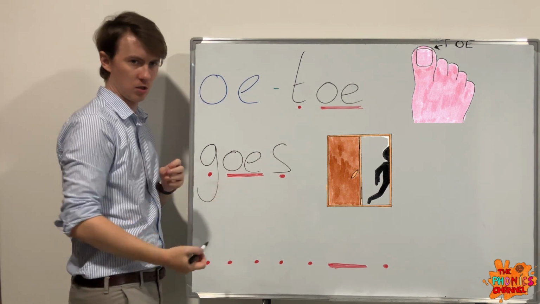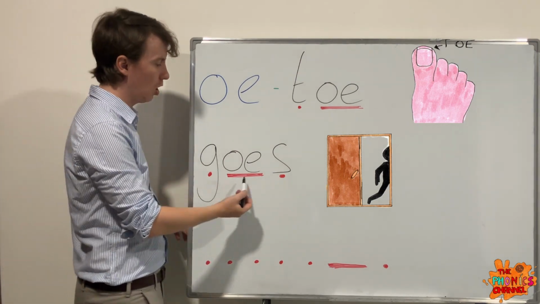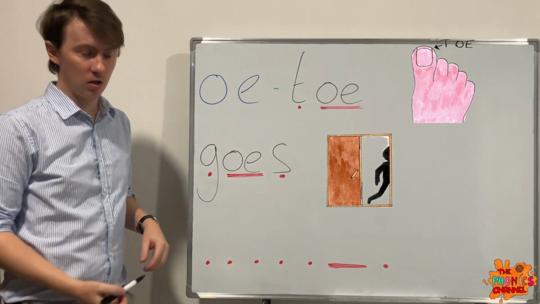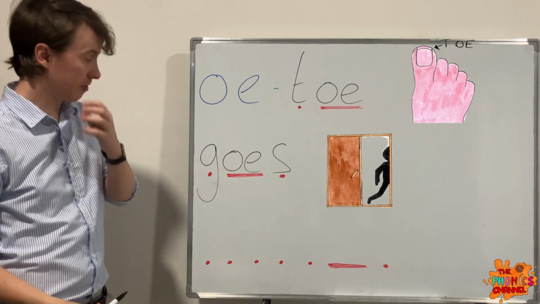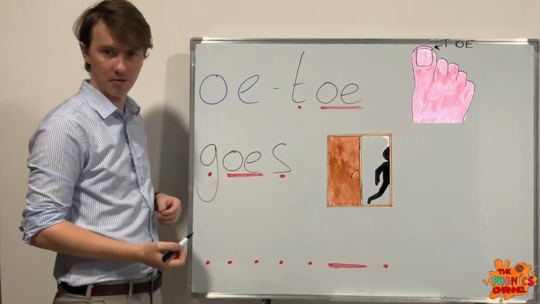Okay, next one is goes. G, O, E, S, goes. She goes to school. Could be a sentence. G, O, E, S, goes. Okay, so that is four letters, three sounds. G, O, S: one, two, three, three sounds.